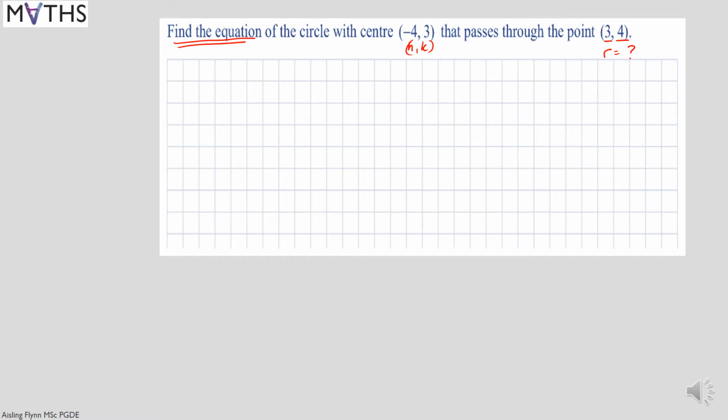Okay, so I'm going to write down my equation of the circle formula first. (x minus h) squared plus (y minus k) squared. Now that's fine, we have an h and we have a k, equals r squared, but we don't have a radius. What do we have?